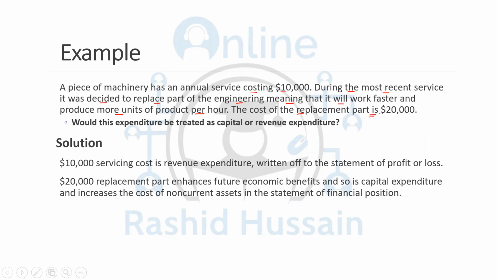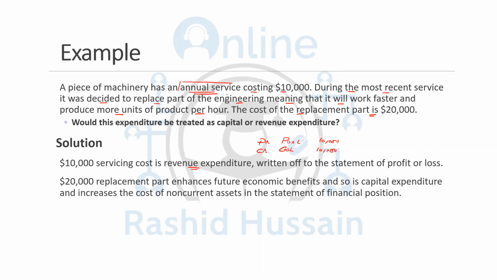Now, in this example, we have two expenditures. The first is the annual service. And remember, the service is usually done for maintenance. So $10,000 should be recorded as revenue expenditure and it is expensed out. So what is going to be the double entry? Debit profit or loss by $10,000 and credit cash by $10,000 because it is related to the annual service.